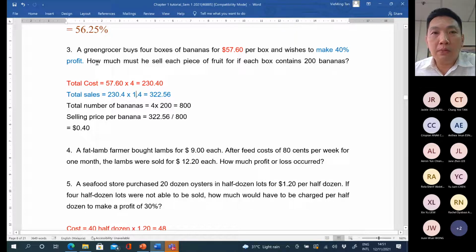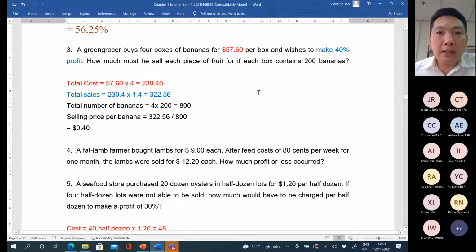Here I can just put, because of profit, so it's 1.4. So the total sales, the target total sales that would like to be achieved by the greengrocer is 322.56.